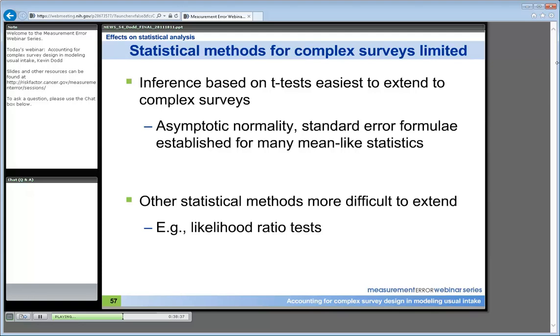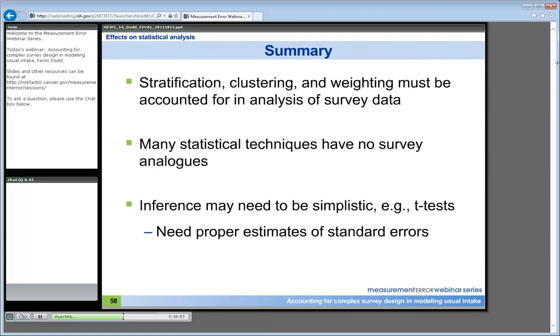But some statistical methods are more difficult to extend. The classic example here is that at least I'm not aware of any survey analog to the likelihood ratio test that we often would want to use to choose between competing models in some of our modeling exercises.